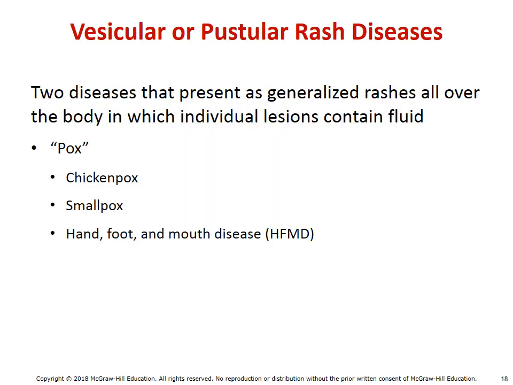The next topic we're going to focus on is what's known as vesicular or pustular rash diseases. There are going to be two primary diseases that we're associating with, again, these rashes that will cover the body. That's the pox viruses, things like chickenpox, smallpox. But there's also going to be hand, foot, and mouth, which we won't really talk too much about.